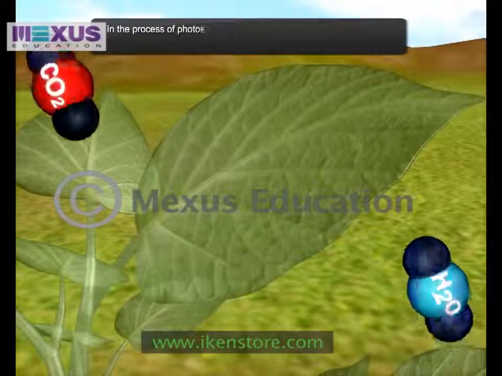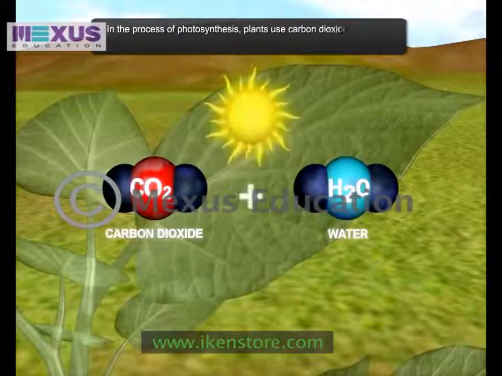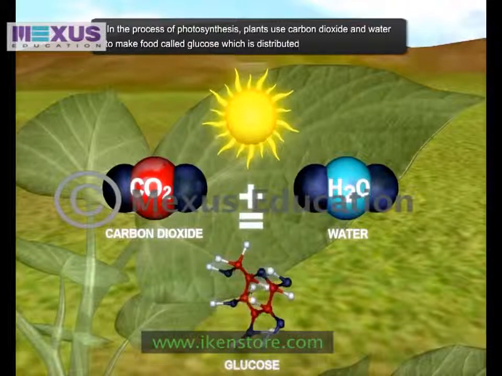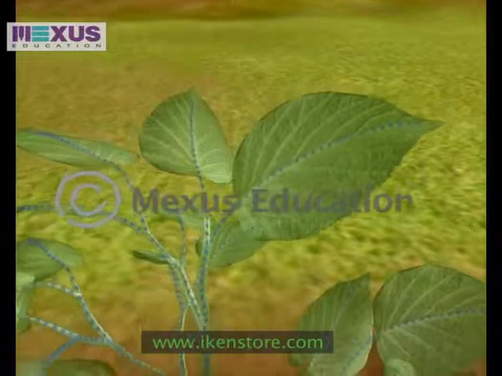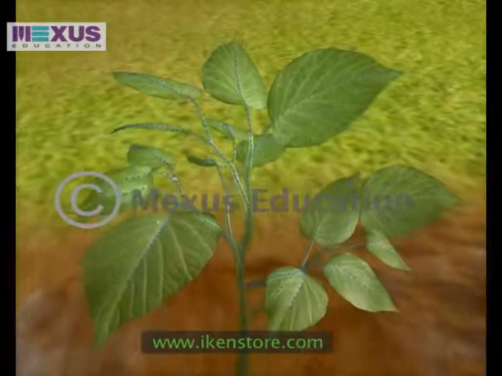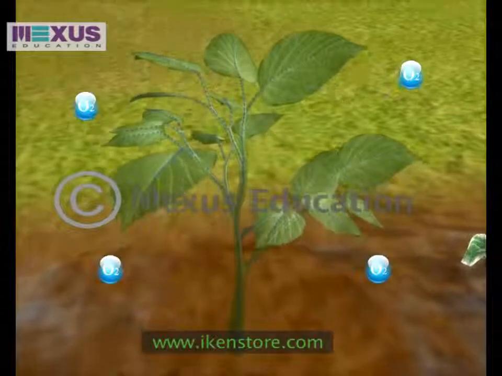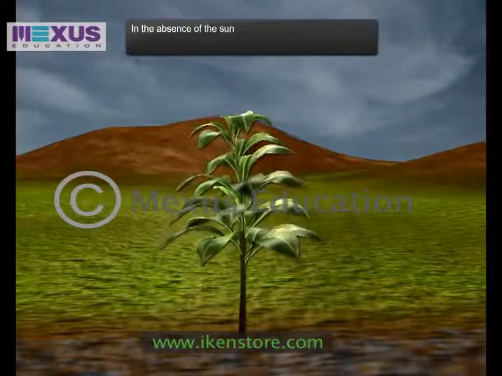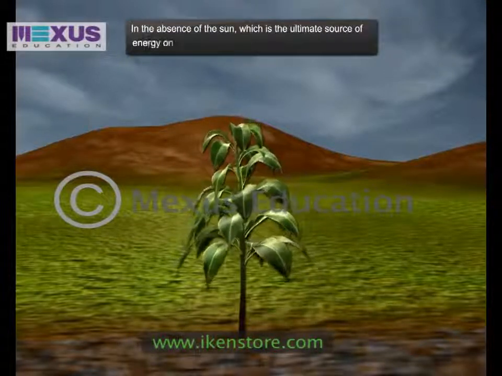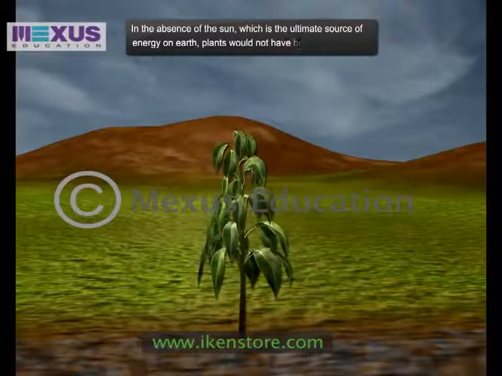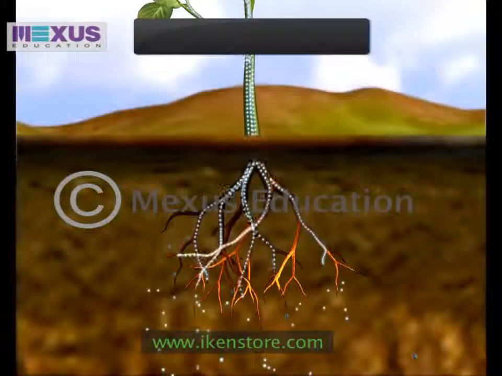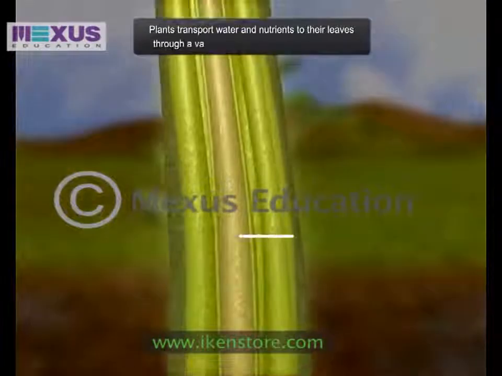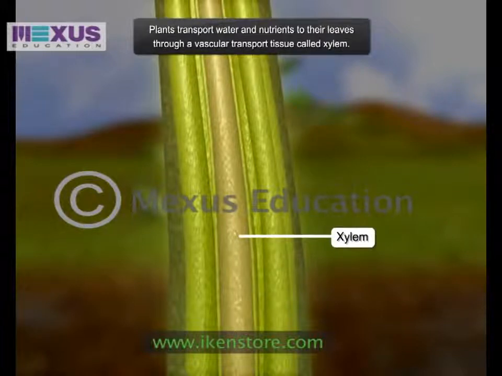In the process of photosynthesis, plants use carbon dioxide and water to make food called glucose, which is distributed to all parts of the body. As a result, the plants breathe out oxygen in the air, which all living beings need to survive. In the absence of the sun, which is the ultimate source of energy on earth, plants would not have been able to survive.